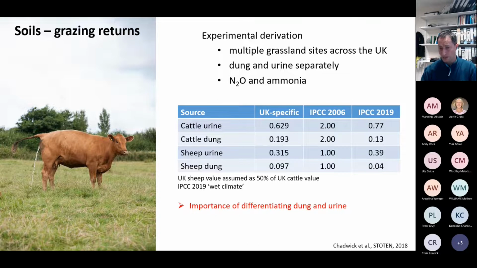And so you can see you will have a disproportionate impact by having different emission factors for urine and for dung. And so we would actually see a greater reduction in nitrous oxide emissions than we would if we were just using a single emission factor to cover all of N excretion. So they were really big improvements that we made to the inventory there.